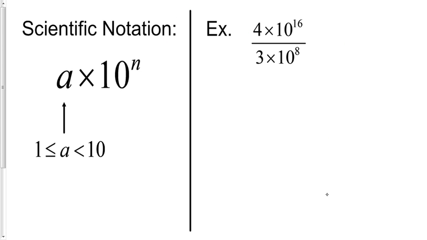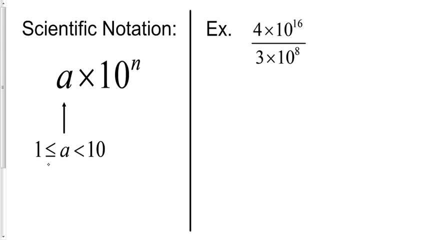Okay, last thing is scientific notation. Just to refresh your memory on scientific notation. A number in scientific notation is written as a times 10 to the nth power. It's always times 10 to a certain power. However, that first number, a, has to be between 1 and 10. So it can't be like 12.5 times 10 to the second. It has to be between 1 and 10.